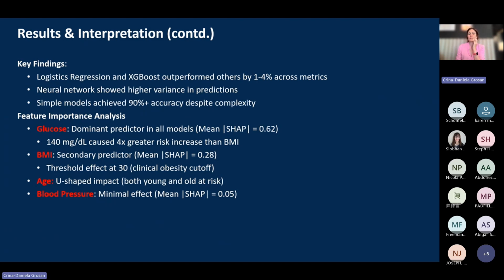Neural networks showed higher variation in predictions, and they were all simple models and could achieve 90+% accuracy despite being simple. And if we look at the feature importance and analysis, both using the SHAP algorithm as well as looking at the outcome of the interpretable models, we can see that glucose is the dominant predictor, followed by BMI, then age, and then blood pressure is the last one and has a very minimal effect on the outcome.